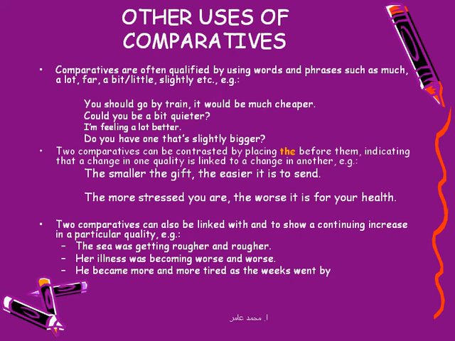Two comparatives can also be linked with and to show a continuing increase in a particular quality. For example, the sea was getting rougher and rougher. Her illness was becoming worse and worse. He became more and more tired as the weeks went by.